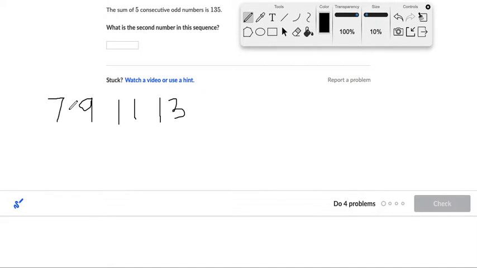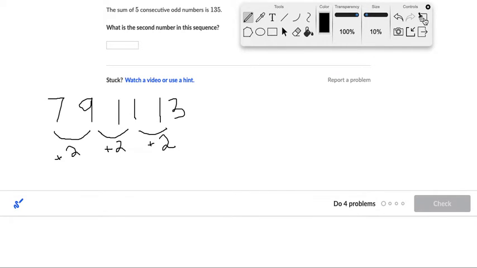Now, each number in this sequence is odd. And if we notice, counting by odd numbers, I'm just going up by 2 each time. Just like that. 7 to 9 is 2. 9 to 11 is 2. 11 to 13 is 2. Essentially, we're skipping all the even numbers.